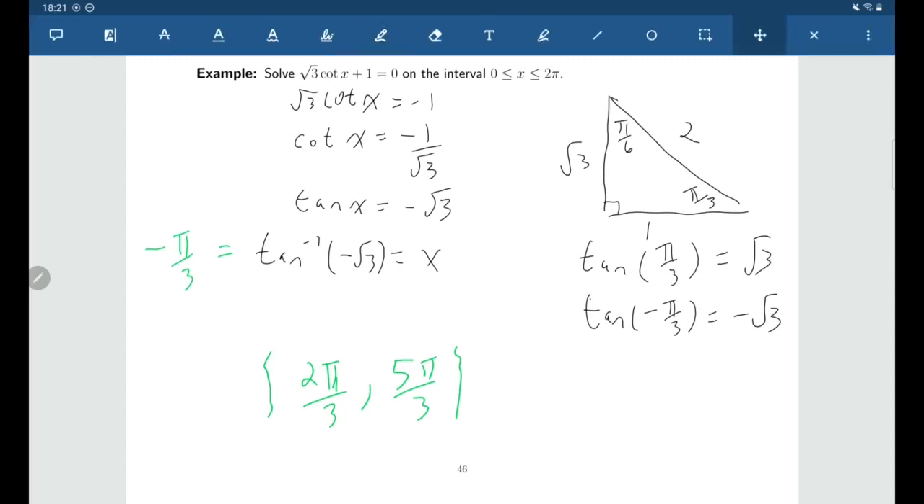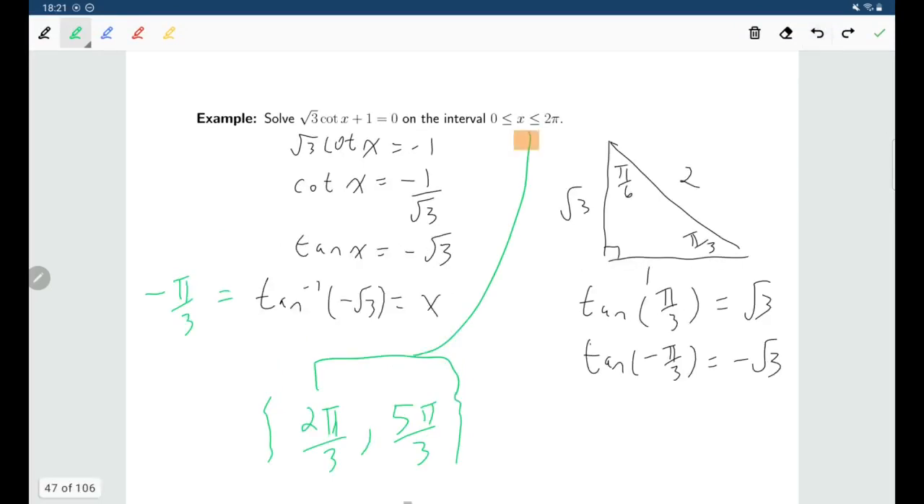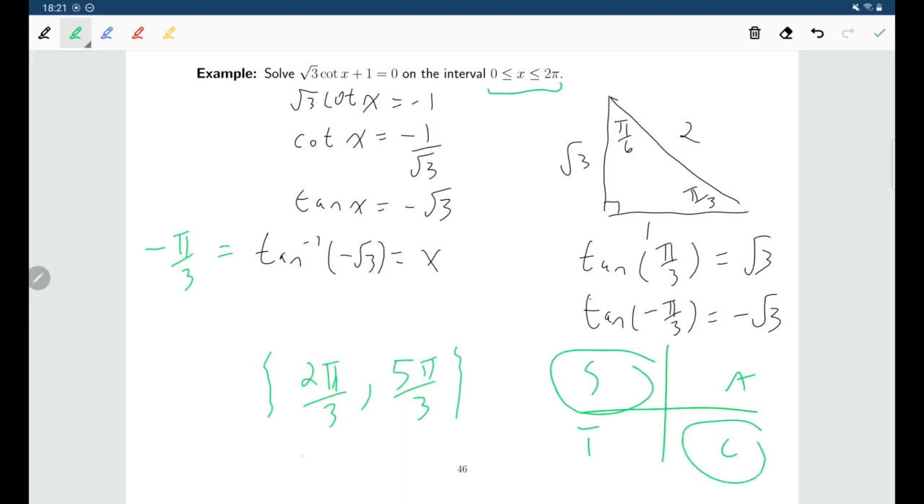And we always should just double check and make sure that yes, these indeed are values that are from that interval, and I'm not including anybody who's not part of that interval. And in that interval from 0 to 2 pi, I know that there's exactly 2 places where tangent would be negative, and one would be in quadrant 2 and one would be in quadrant 4, and those would be those values there.